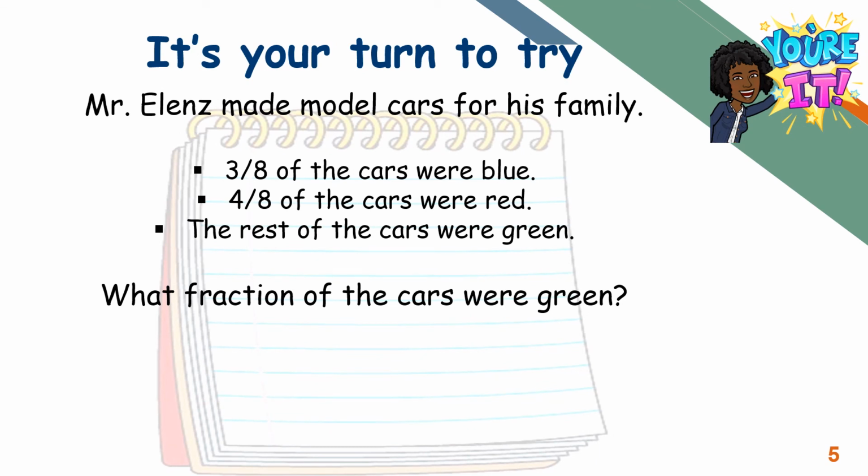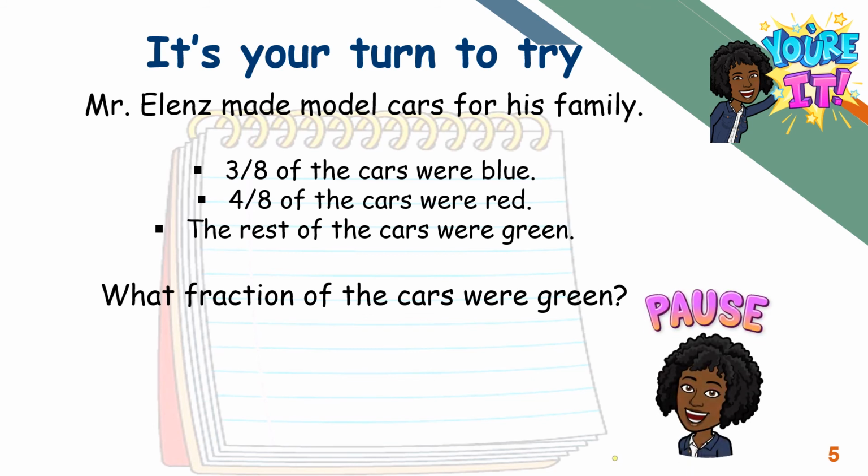Here's another one. Mr. Ellens made model cars for his family. 3/8 of the cars were blue, 4/8 of the cars were red, the rest of the cars were green. What fractions of the cars were green? Pause the video and work it out.